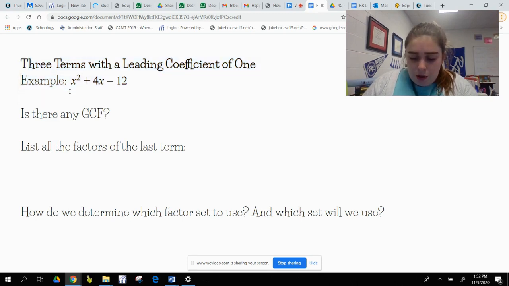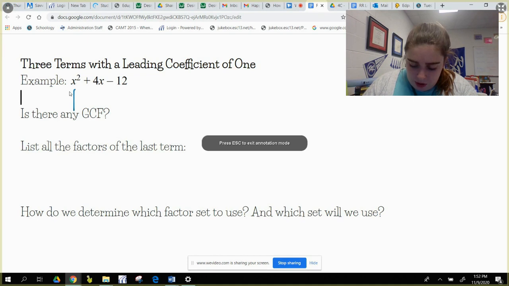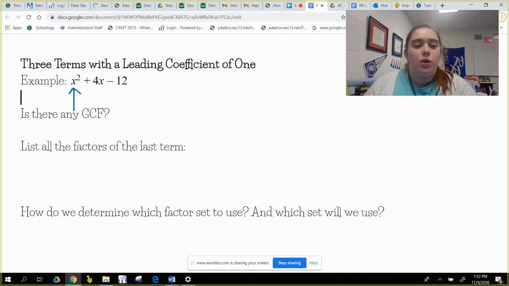So that would be the x squared, and we want to look at the coefficient. And remember, we talked about if we don't see any coefficient, any number before the variable, that means that the coefficient is an invisible 1. So this one does have a coefficient of 1.